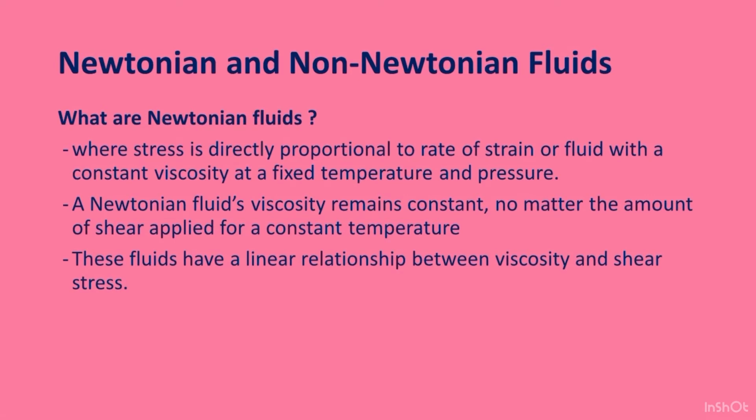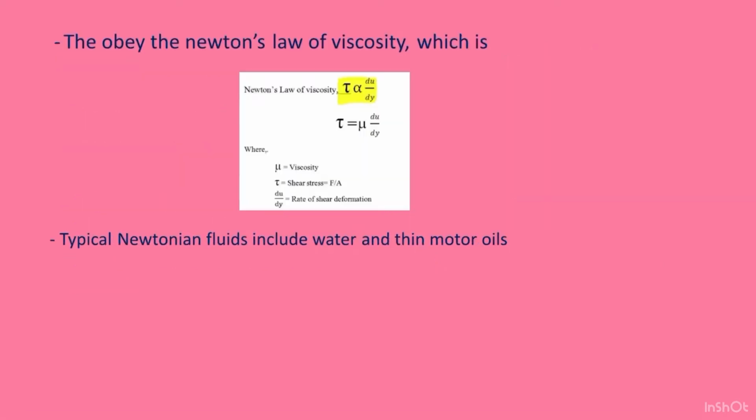Next is Newtonian and non-Newtonian fluids. First, what are Newtonian fluids? A Newtonian fluid is where stress is directly proportional to rate of strain, or a fluid with constant viscosity at a fixed temperature and pressure. A Newtonian fluid's viscosity remains constant no matter the amount of shear applied for a constant temperature. These fluids have a linear relationship between viscosity and shear stress.